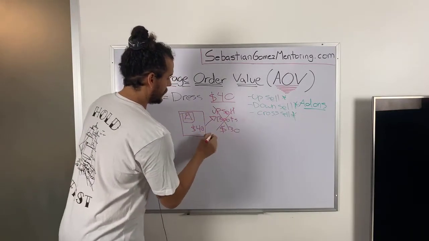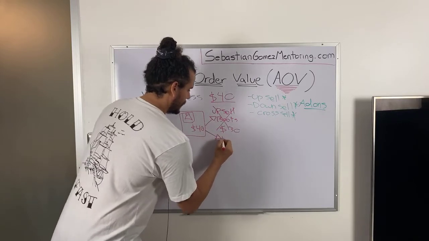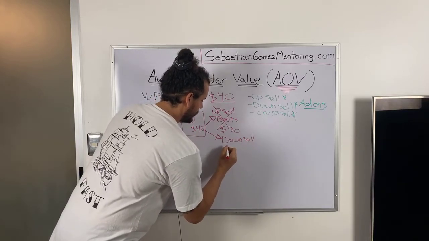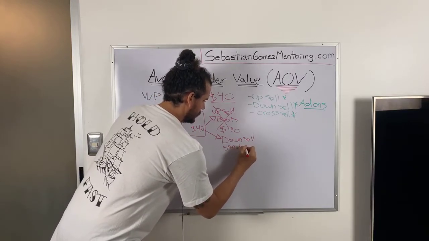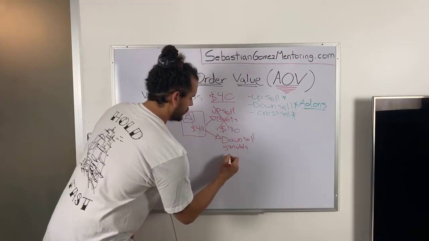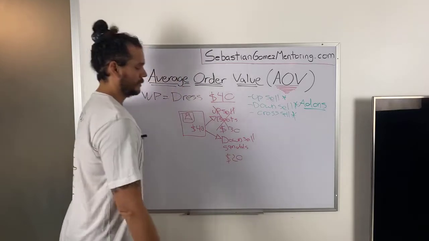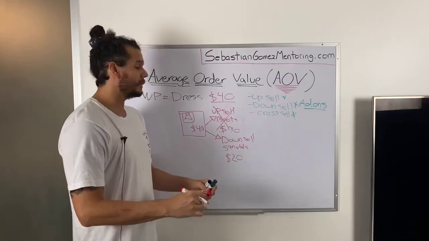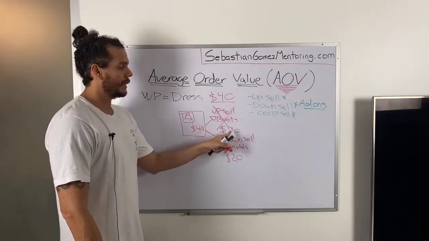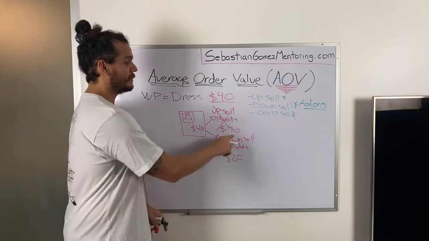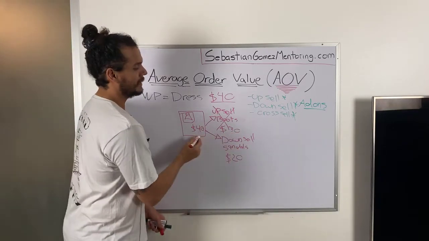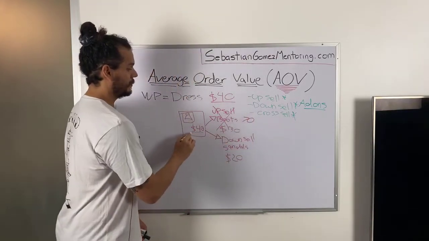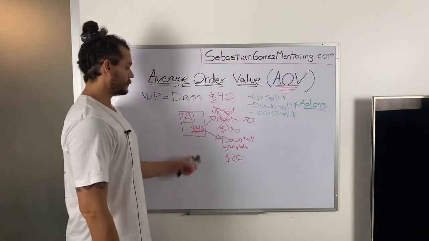Instead of charging $30, I'll give her a downsell for, let's say, the sandals. The sandals are going to be $20. So instead of 30, I'm giving her a lower price point than the one that I already upsold for. So instead of getting $70, but let's say that she chose this, before doing anything, I would have done $40.